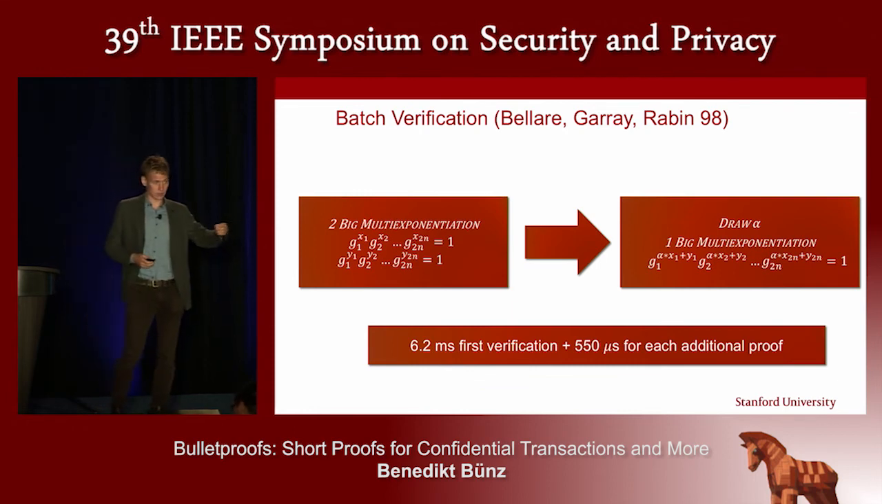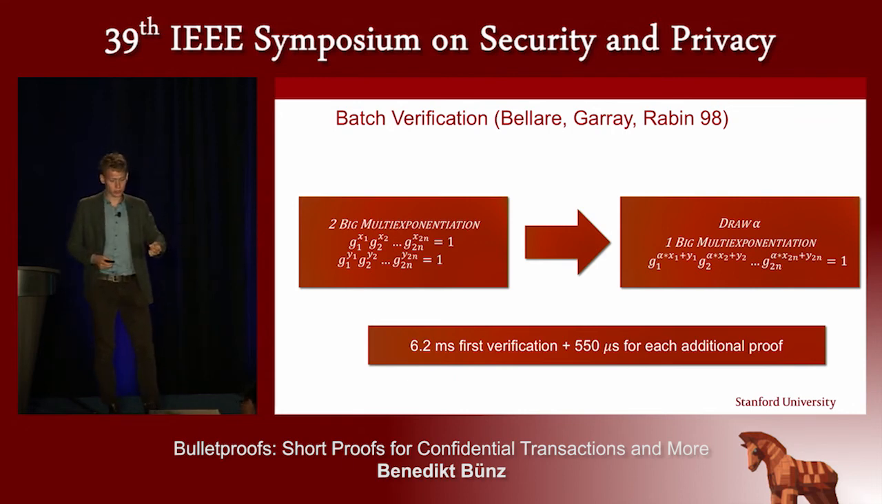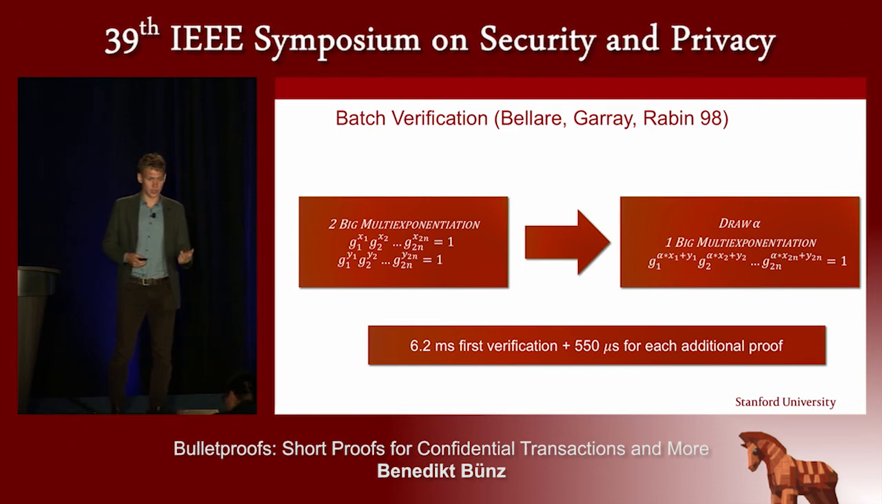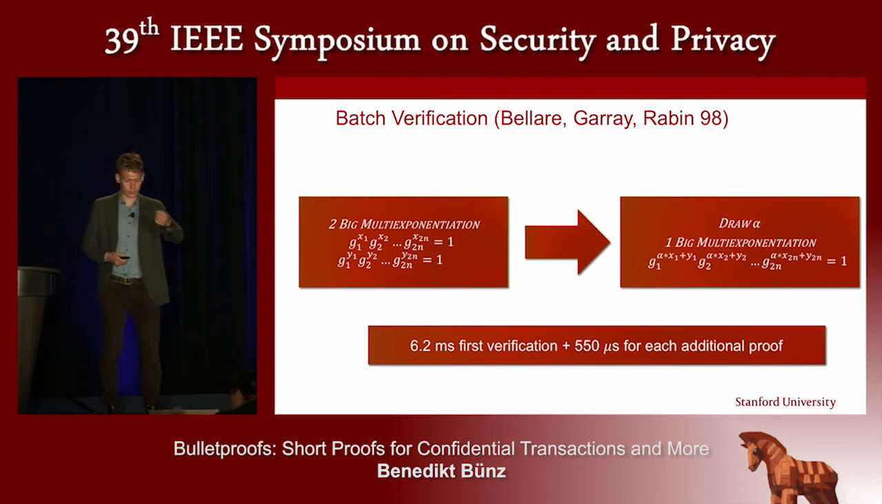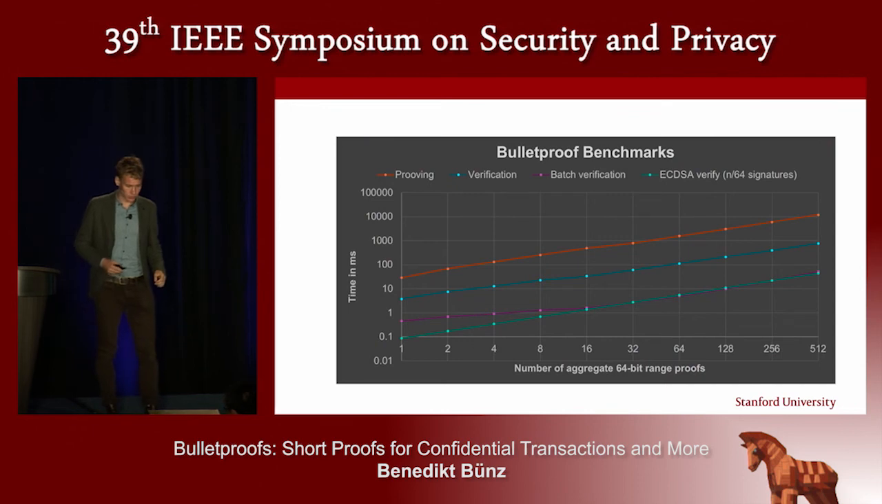Because it means that verifying the first proof, say this is for two range proofs, takes 6.2 milliseconds, but then each additional proof is more than a factor of 10 faster. Because again, the additional operations are almost only scalar operations. So what does this look like?